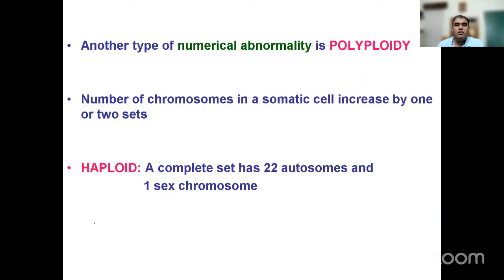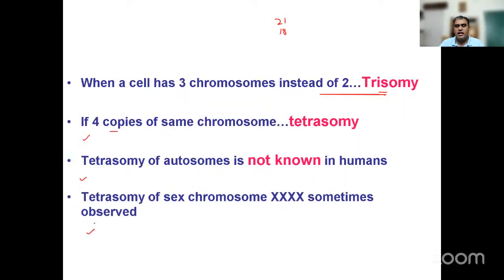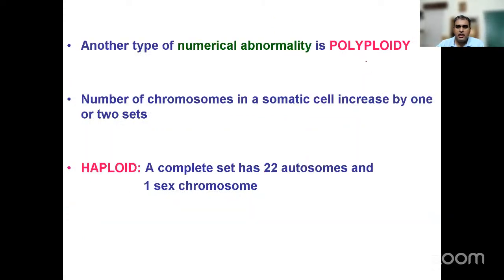Another type of numerical abnormality is polyploidy. So one was trisomy, tetrasomy, and one is this polyploidy. The number of chromosomes in the somatic cell increases by one or two sets.